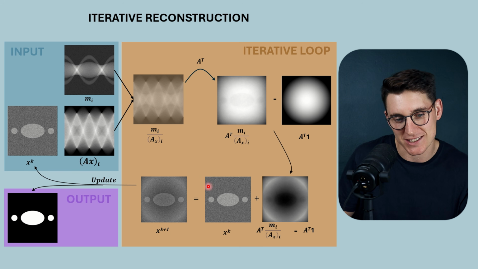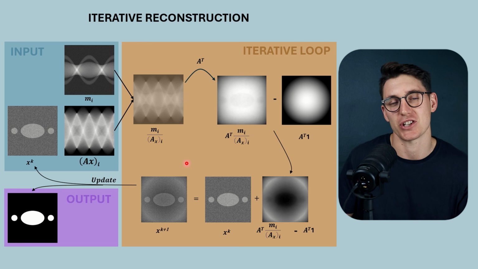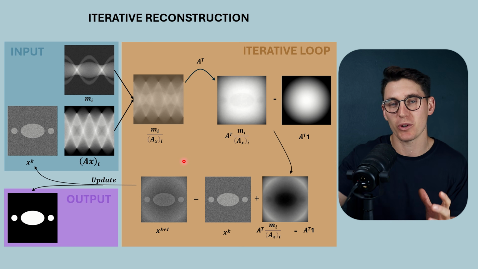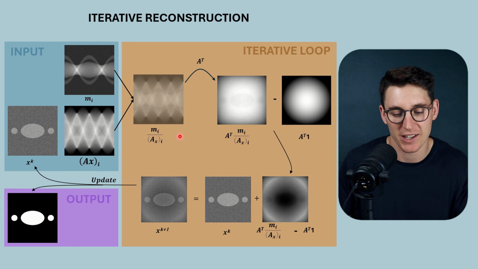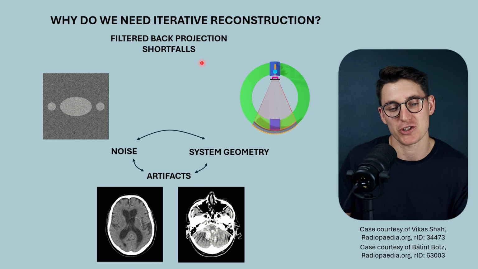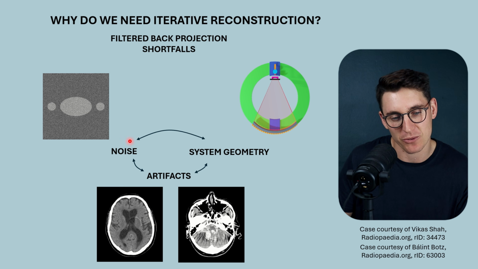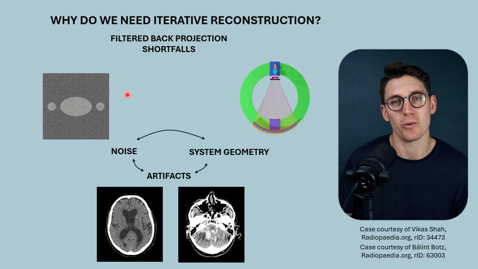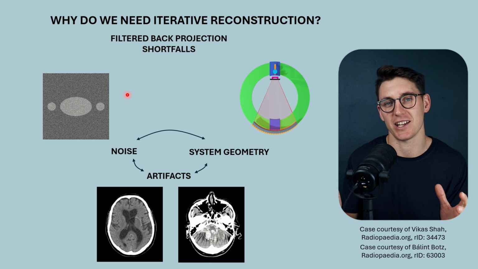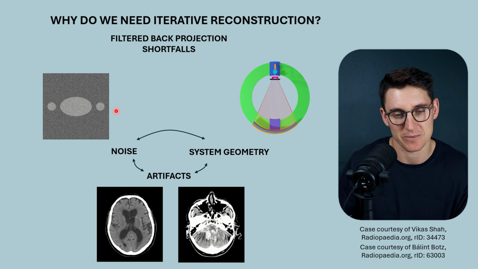Now this process is computationally demanding and it takes longer than filtered back projection. So we need a reason to do it over filtered back projection. Now, if you cast your mind back to filtered back projection, I said there were a couple of shortfalls with FBP. The first is what I focused on the most, which is noise. Filtered back projection doesn't deal well with inherent noise within our projection data, whether that's quantum noise from the photons themselves or the detector noise.